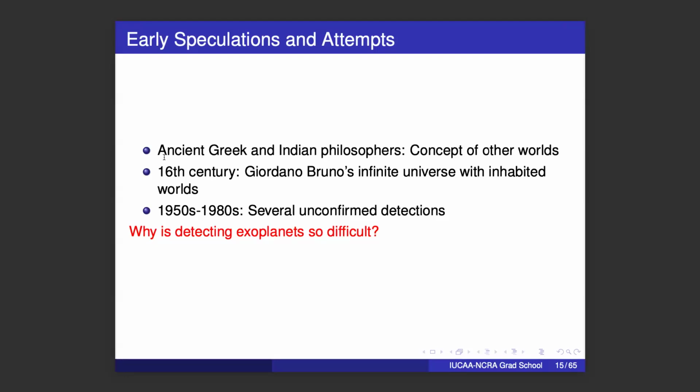In the 1950s to 1980s, various attempts were made to detect these exoplanets, but none of them could be confirmed. So claims were made. When other people tried to look, they said, no, we can't see what you're seeing. So it went away. So why is detecting exoplanets so difficult?